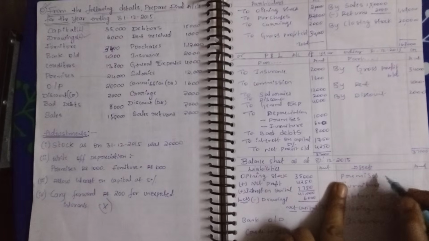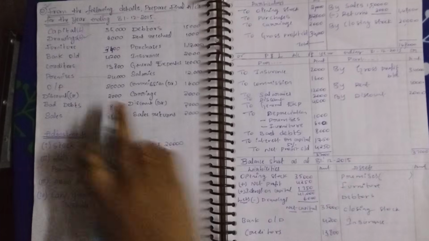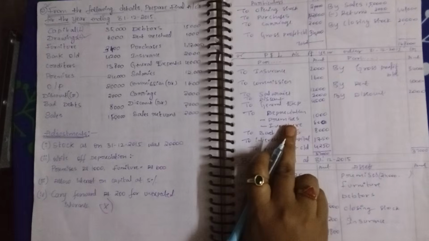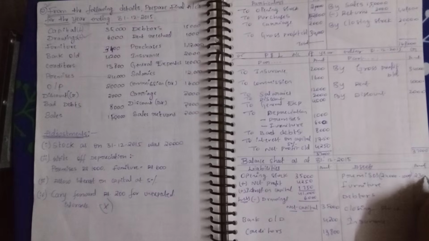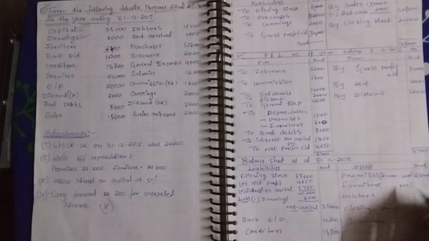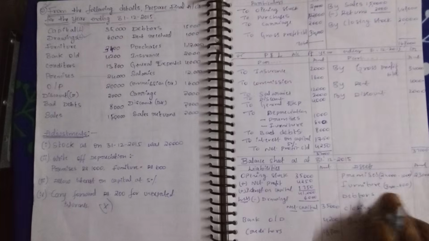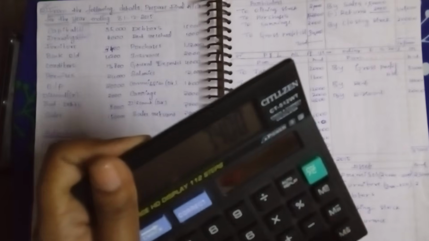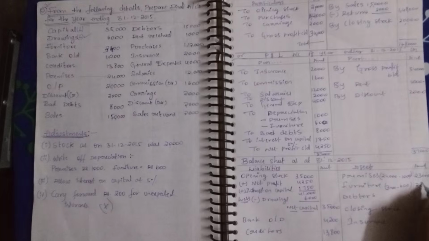And premises, there is a small adjustment here. Premises, please see how much premises is there. Premises is 24,000. 24,000 already we have depreciated, right? How much we have depreciated? 1,000. 24,000 minus 1,000, how much? 23,000. And furniture also we have depreciated. How much? 600. What is the amount for furniture? 3,400 minus 600. I am writing here 3,400 minus 600 is equal to 2,800. I am mentioning here 2,800.